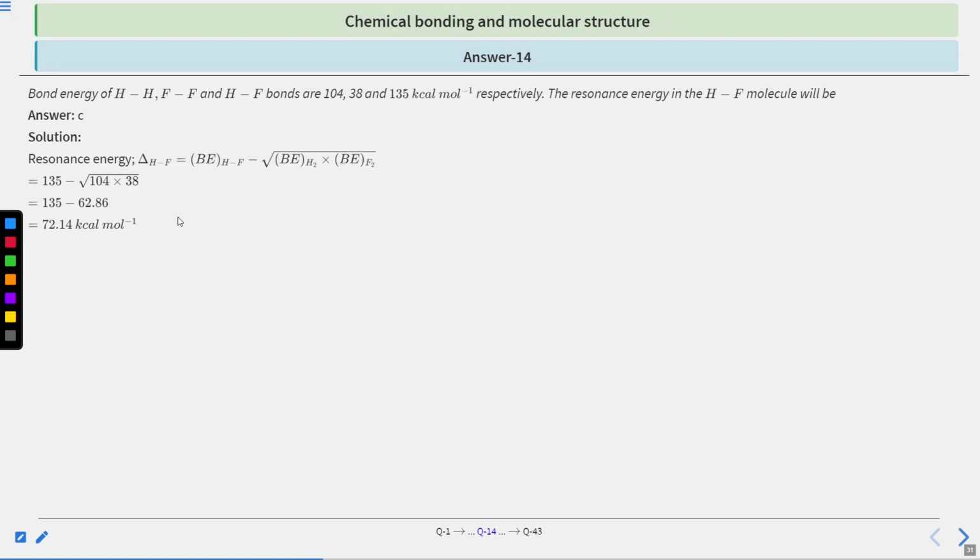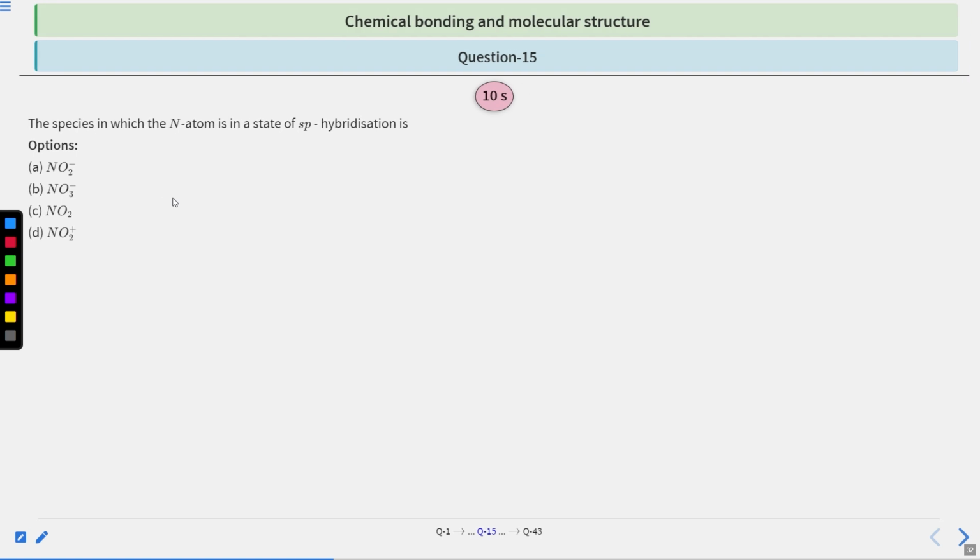Okay, so the correct answer is option C. Resonance energy is given by delta of HF, which will be equal to the bond energy of HF minus the square root of the bond energy of H2 multiplied by the bond energy of F2. On putting the given values, we calculated the resonance energy for HF to be 72.14 kilocalorie mole inverse, which is what was asked in the question. So the correct answer will be option C. Moving on to question number 15.